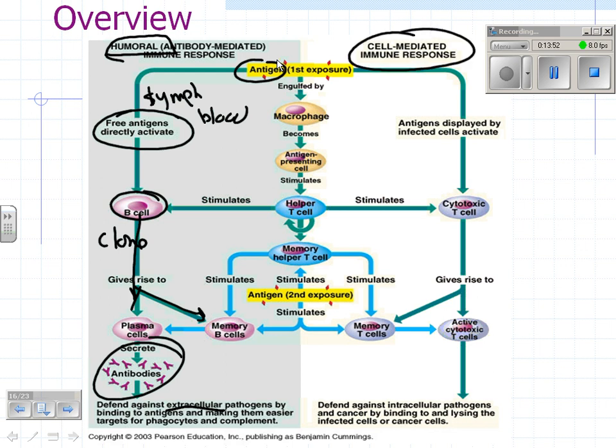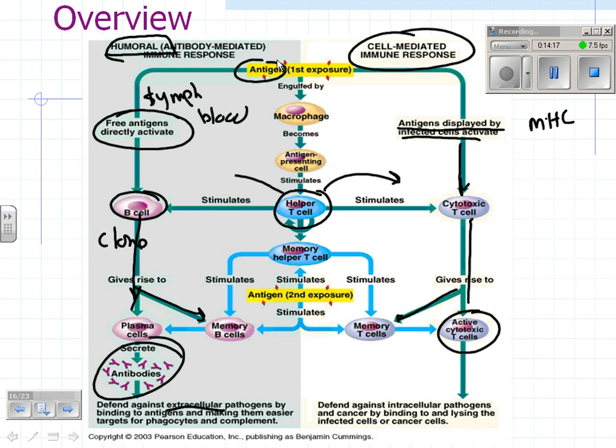The cell-mediated response. Antigens displayed by infected cells. Remember, we just talked about that with the MHC molecule. Activate cells that will kill them. Cytotoxic T cells will kill them. Cytotoxic T cells also make memory cells. The other cell that's involved is something called a helper T cell. Helper T cells produce chemicals that stimulate the reproduction of these.